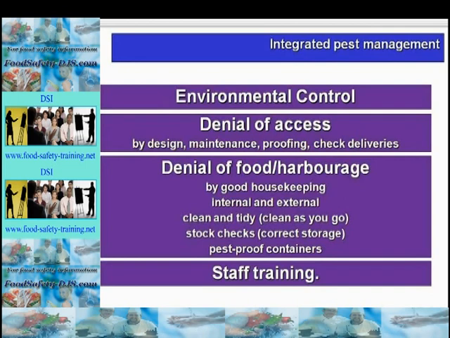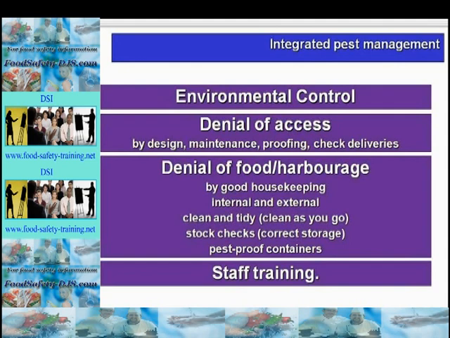Deny pests food and harbourage by good housekeeping, both internally and externally. Premises and refuse areas should be kept clean. Food covered where appropriate. An effective stock rotation policy. Clean as you go. Food not left outside. Food stored off the floor and away from walls. Pests are denied favourable conditions. The use of pest-proof containers where appropriate. Regular audits. Staff alert and well trained.